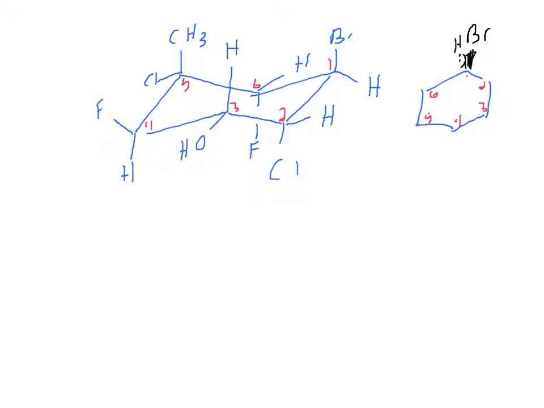Carbon 2: we have a chlorine and a hydrogen. Is the chlorine cis or trans to the bromine? It's trans to it, on the opposite side of the ring. The bromine's on the top, the chlorine's on the bottom. So we say the chlorine is dashed, while its hydrogen is wedged. Carbon 3: OH and H. Is the OH cis or trans to the chlorine? Cis. Good.